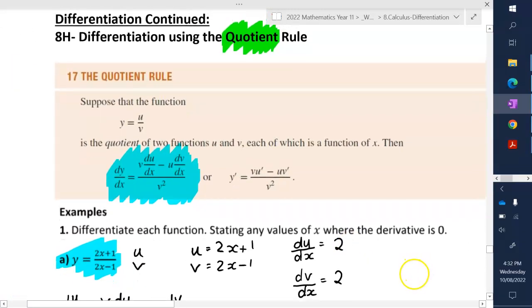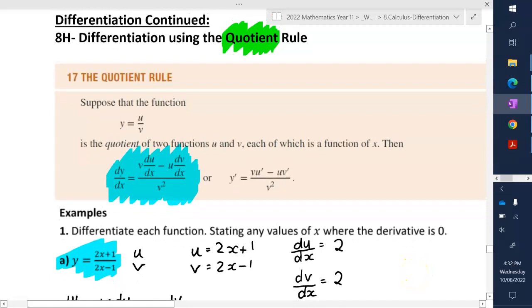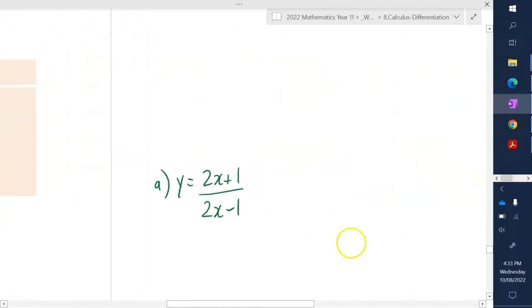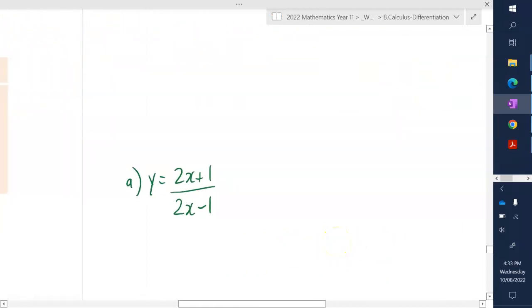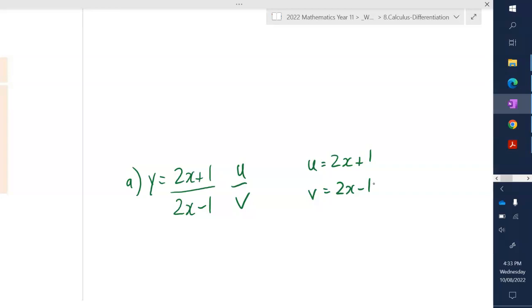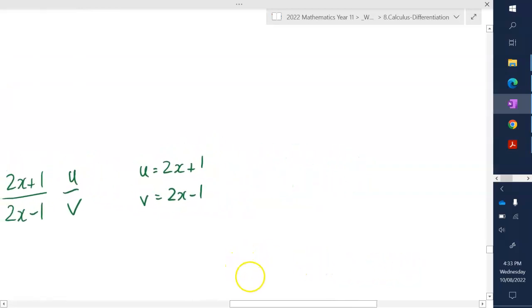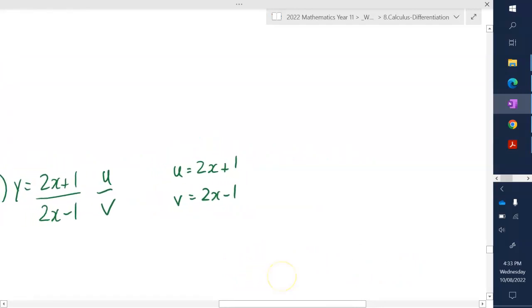Our first example says to differentiate each function, stating any values of x where the derivative is 0. So I'm going to redo it over here and have a look at it. So there's our function rewritten. We are u over v, okay? So I'm going to let my u equal 2x plus 1 and my v be equal to 2x minus 1. Hopefully you've watched and worked through the product rule. If you haven't, go back before you watch this video and look at the video before, the product rule. You need to do that before you do the quotient rule. So now that I know that you have done the product rule, we can move straight forward.